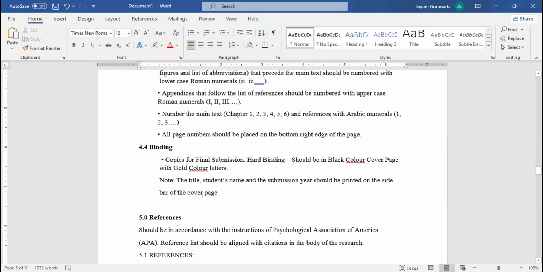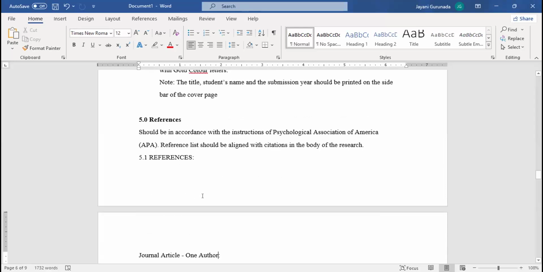Binding, copies for final submission, hard binding, right? Should be in black color, cover page with gold color letters. So then the title, student's name, submission year, all should be printed on the side of the cover page. The cover page should be printed. Then the next one is the most important thing, the references.